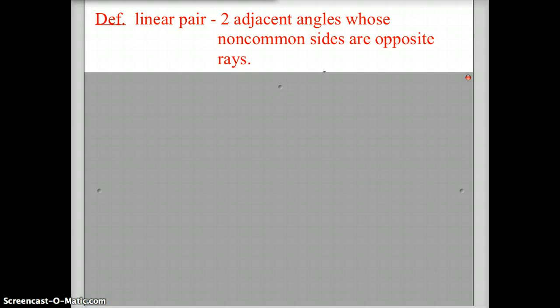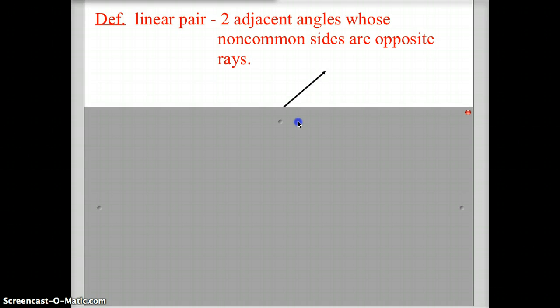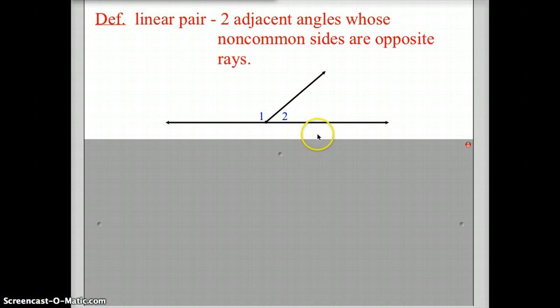Another definition, linear pair. A linear pair is two adjacent angles whose non-common sides are opposite rays. Lots of words there. Let's figure it out. Remember opposite rays. This right here would be one ray. Its opposite is going to be on that same horizontal line, but it's going in the opposite or the other direction. So those right there are opposite rays, and they're adjacent angles. So two adjacent angles whose non-common sides, so not this side that they share, but the non-common side, are opposite rays.